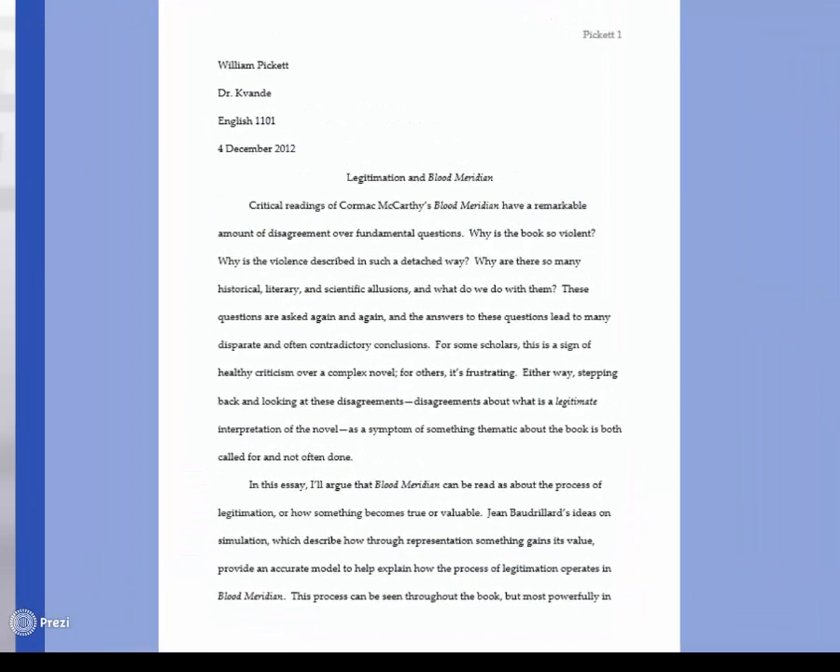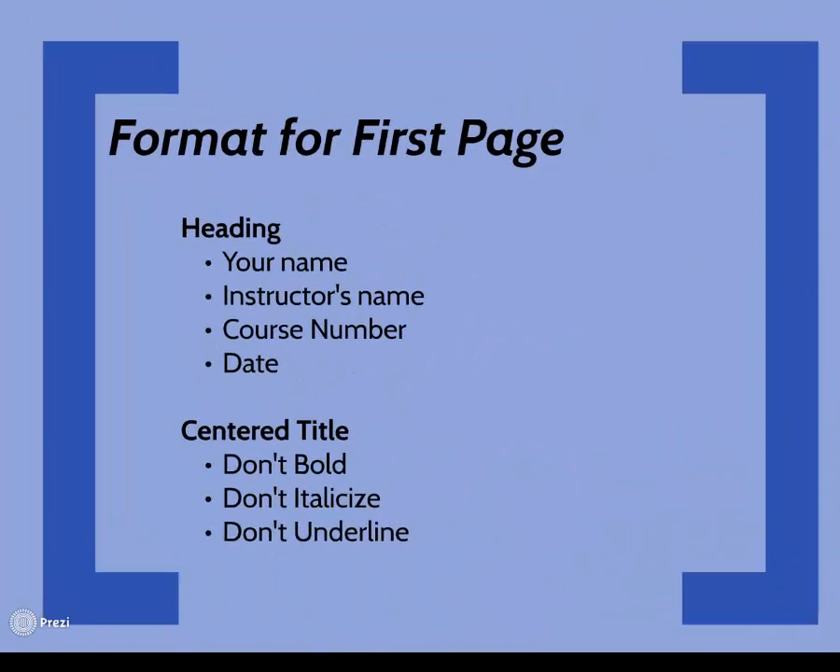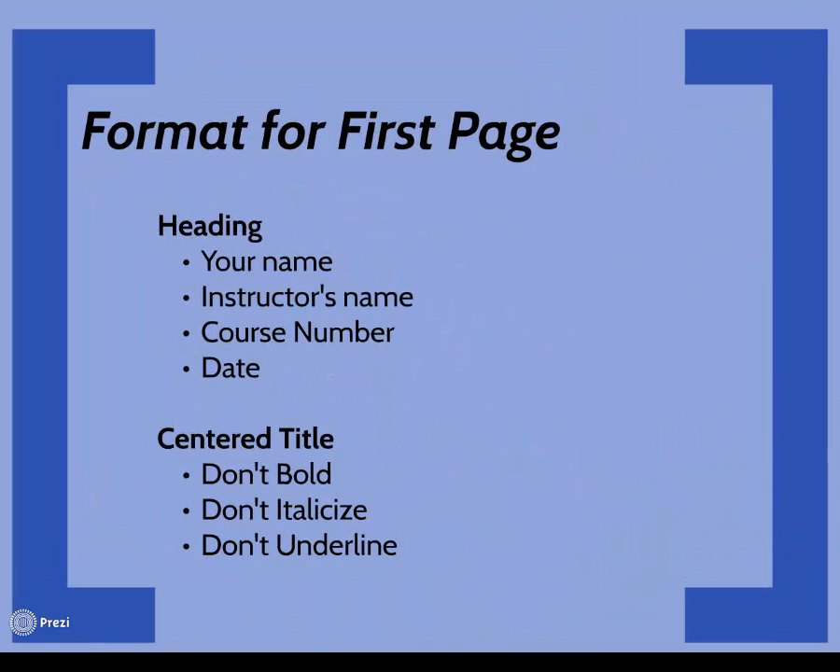So here is an example of a first page of an MLA document. And just looking at it, you can see there's a lot of particular things. So the format for just the very first page of an MLA document, you'll see that you have a heading, which is in the upper left-hand corner, and it's your name, your instructor's name, course number, and date. Sometimes your instructor might ask for different information.